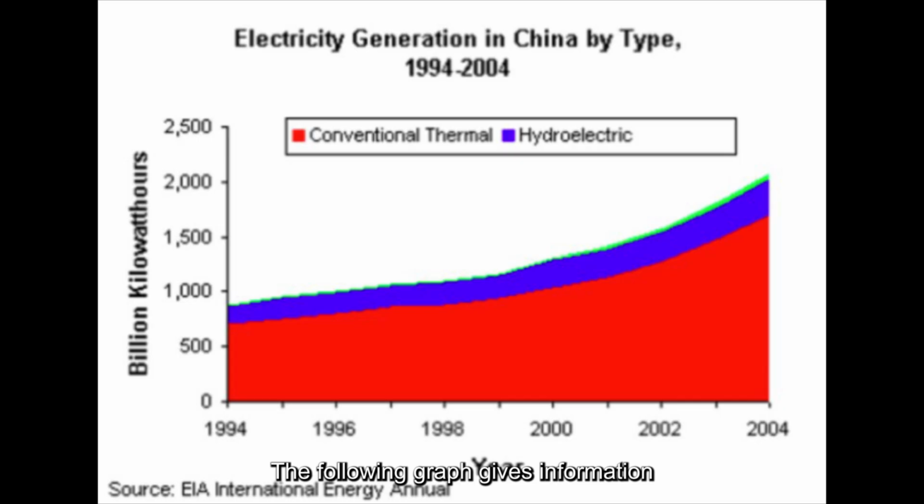The following graph gives information about electricity generation in China by type from 1994 to 2004. For the conventional thermal, it has increased from 600 in 1994 to 1500 in 2004 gradually. When we look at the hydroelectric, it remained relatively stable, at around 100 throughout the period. For the total generation, it has increased dramatically from 900 to 2000 from 1994 to 2004. To sum up, conventional thermal still occupies the largest part of electricity generation in China.